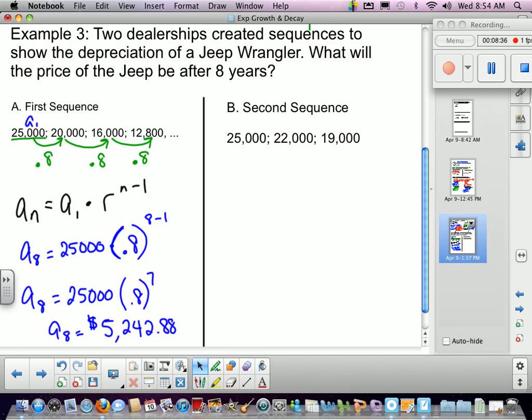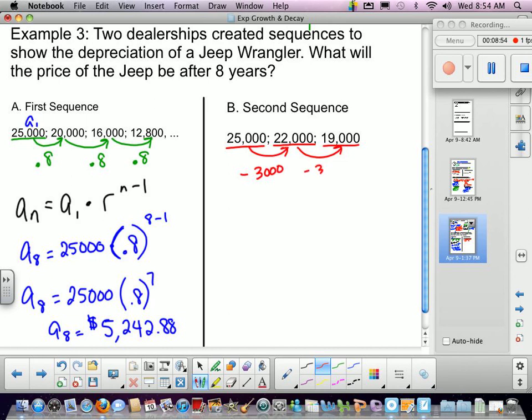On the other side, we're looking for a number that we would multiply, but when we look at these numbers, in order to go from 25,000 to 22,000 and then to 19,000, there's not a number that we can multiply by. However, there is a number we could subtract. We're subtracting 3,000 each time. In this particular case, this is not geometric. This is what we call arithmetic, because we're adding or subtracting a specific number.